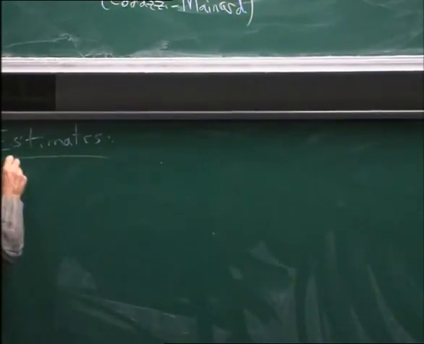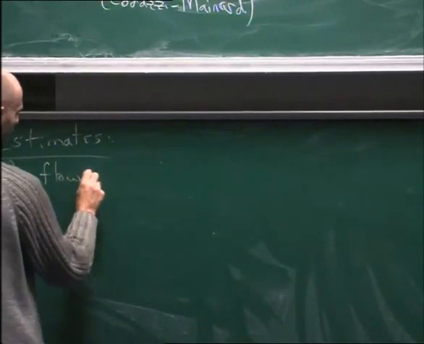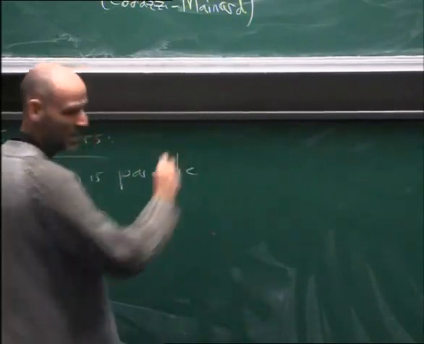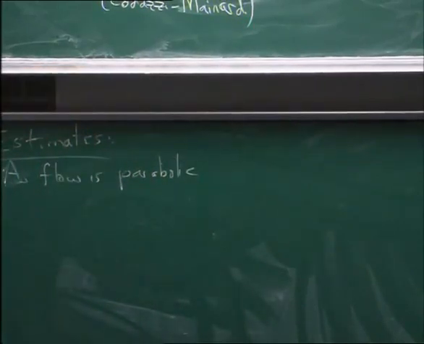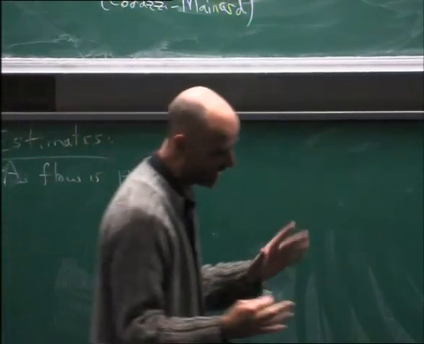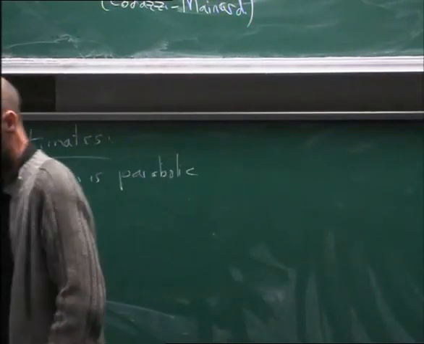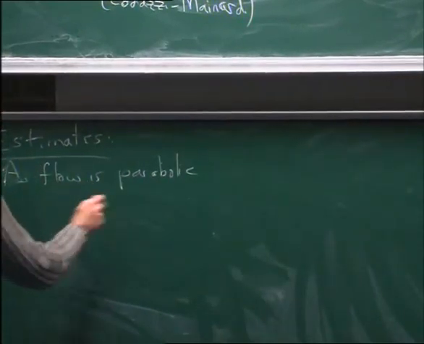So let me just make, first of all, so a flow is parabolic. The first thing, I've mentioned the word parabolic so many times, I never actually said what it means to be parabolic. Well, as I say, it's somehow that this operator on the second derivatives, that the Laplacian part is bigger than, that it dominates the wave part.